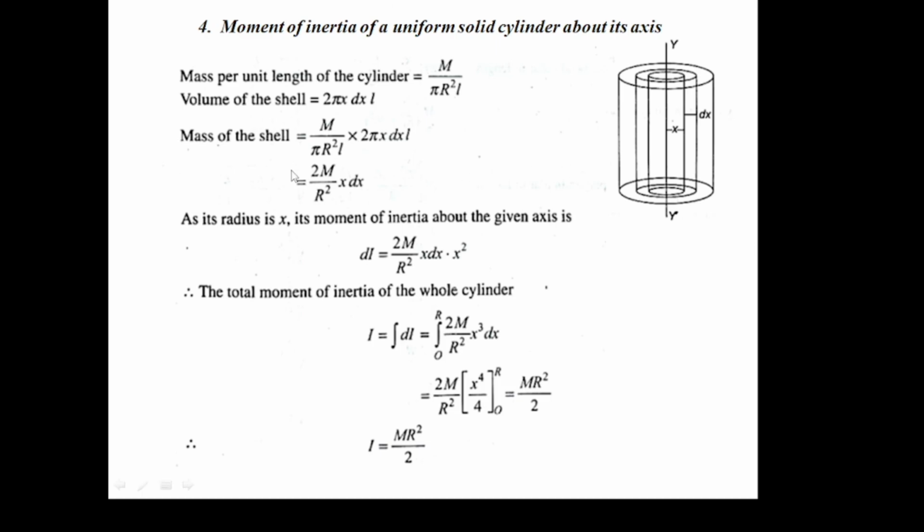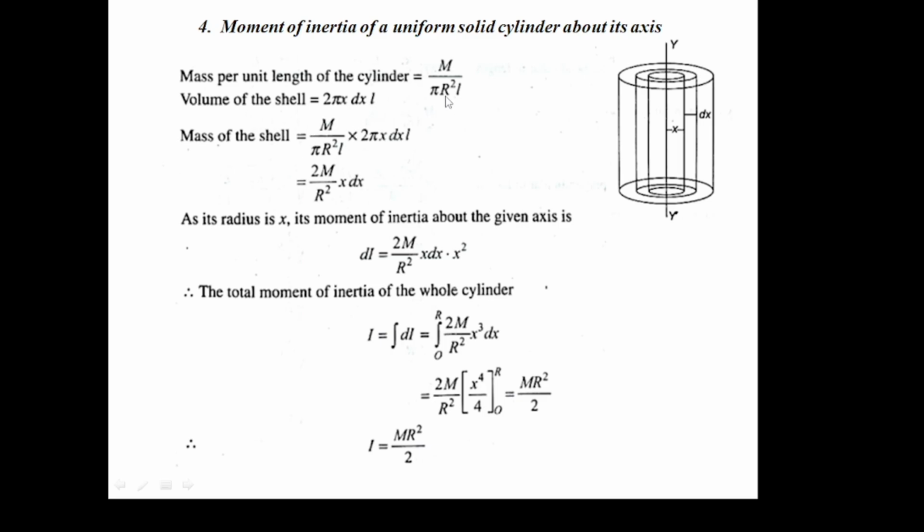Let us consider a coaxial cylindrical shell of radius x, same as the previous one, with thickness dx. The length of the cylinder is small l and its volume is pi r square l. The total mass is M, and the volume of the shell is 2 pi x dx into l.